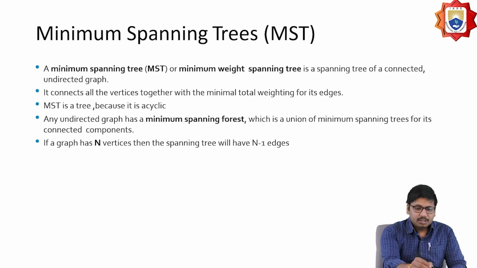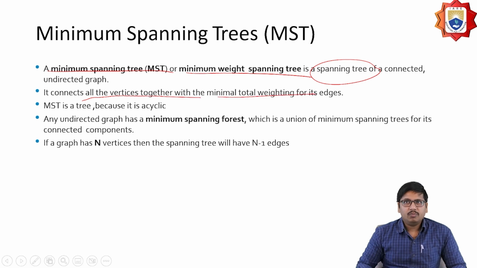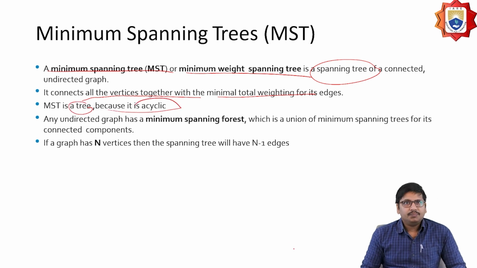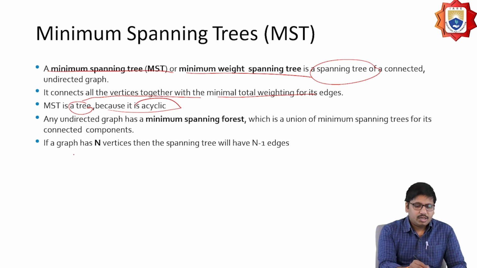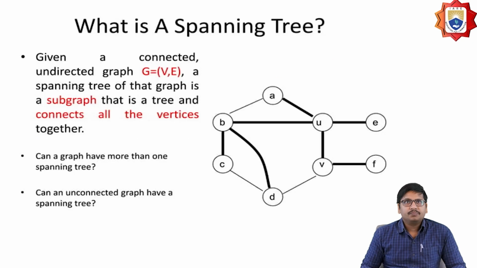So a minimum spanning tree, or minimum weight spanning tree, is the spanning tree of a connected undirected graph, and it connects all the vertices together with minimum total weight for its edges. It is also a tree because it is acyclic, and any undirected graph has a minimum cost forest, which is the union of minimum spanning trees for its connected components. Suppose a graph has n vertices, then the spanning tree will have n minus 1 edges.